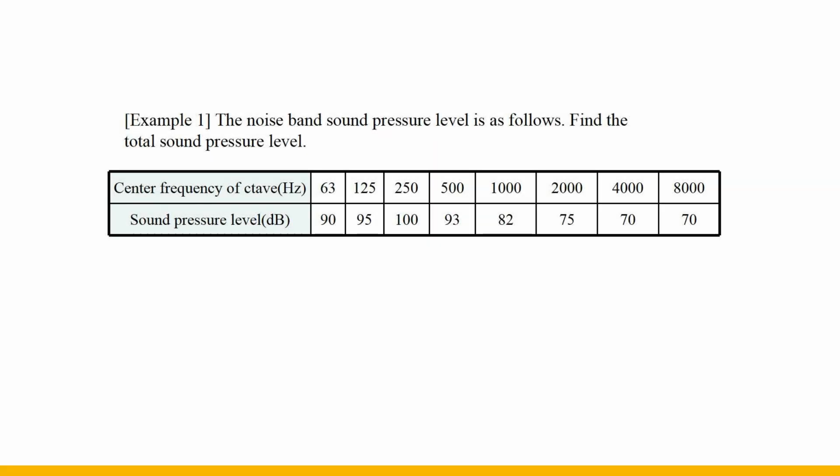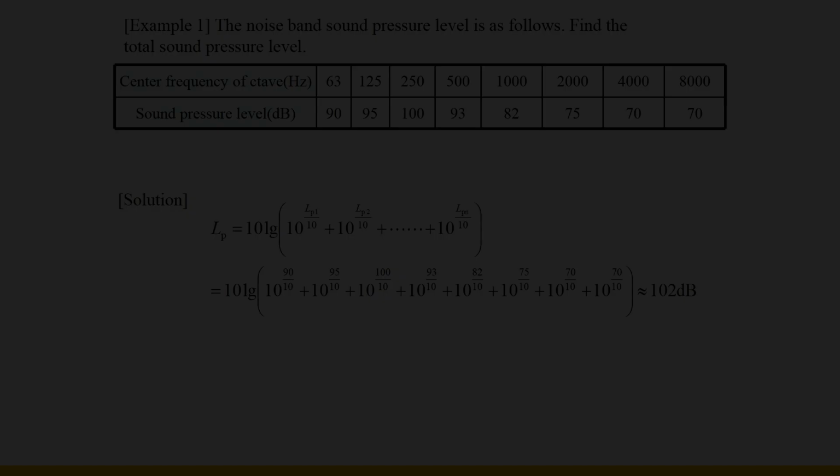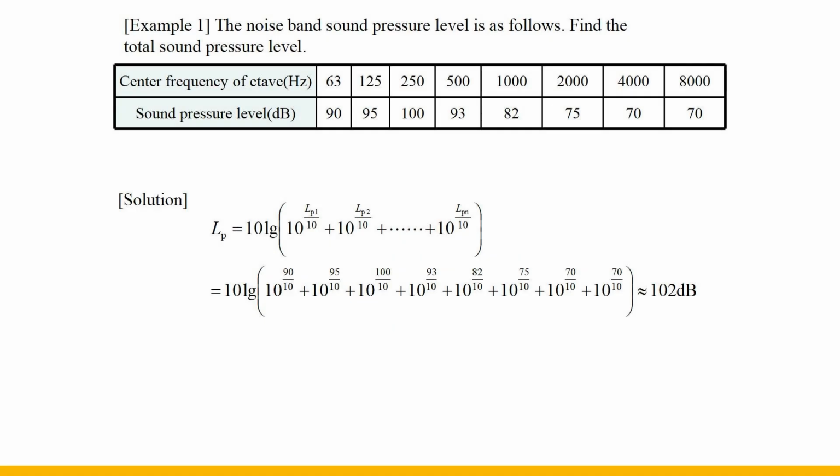Now, let's do two exercises. Know the frequency band sound pressure level of a certain noise and find the total sound pressure level. Since the sound pressure levels of its frequency bands are not equal, the calculation formula of the superposition of sound pressure levels with different values is used, and the result is approximately equal to 102 decibels.